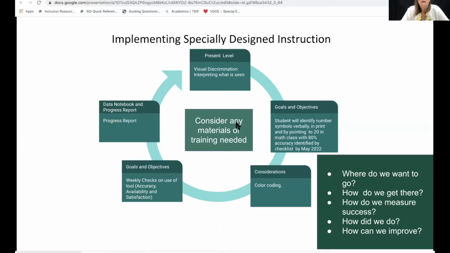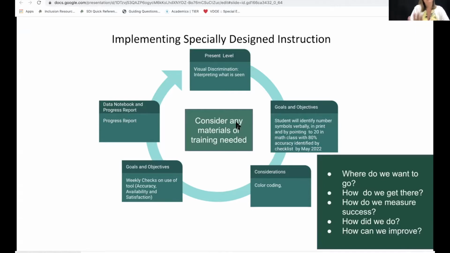We're talking about visual discrimination in this one, so interpreting what is seen. Maybe that student has issues with that. Well, that's going to fall right into word problems. It's going to fall into understanding the math in any kind of process they're doing, reading charts, reading graphs. So can the student identify certain things?